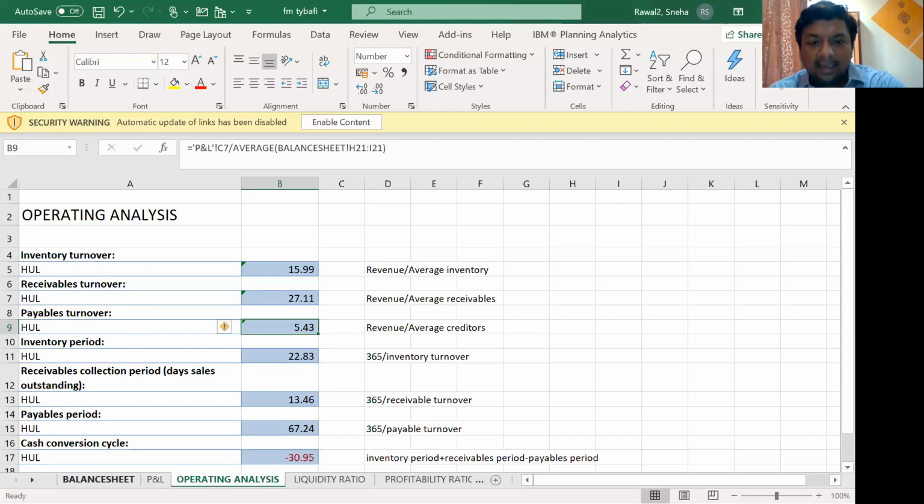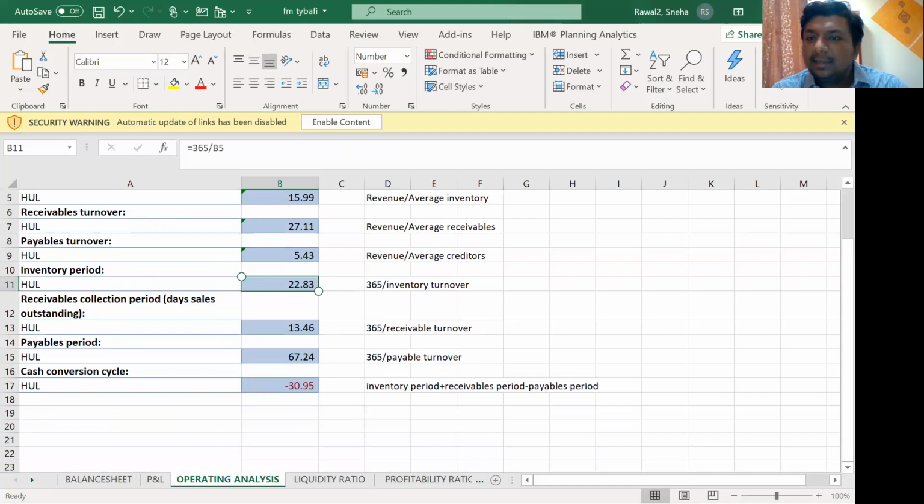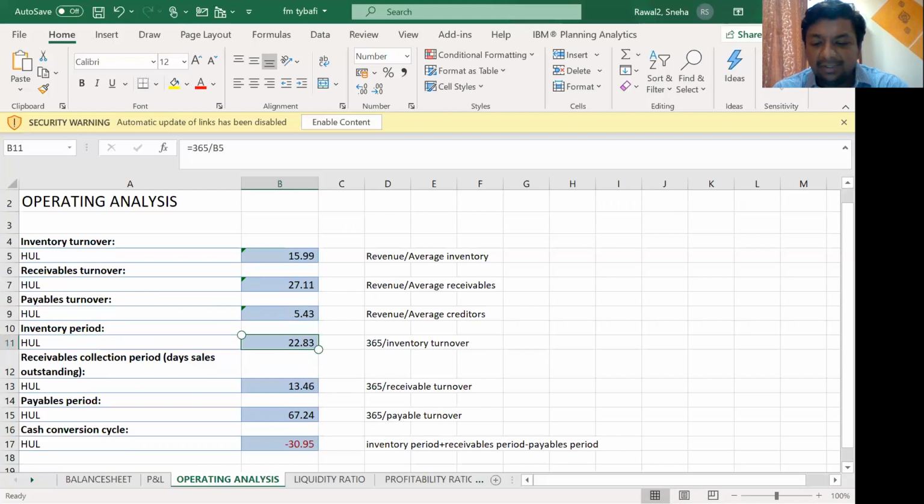Okay, now comes inventory period. That is nothing but 365 divided by inventory turnover ratio. That is 15.99. It takes 22.83 days to convert your raw material into your sales. So that means the lower the number of days, the better is the company. That means your goods are fast moving.